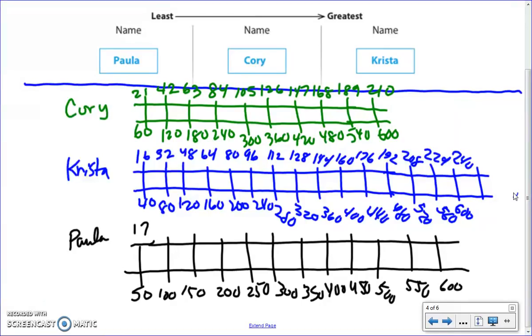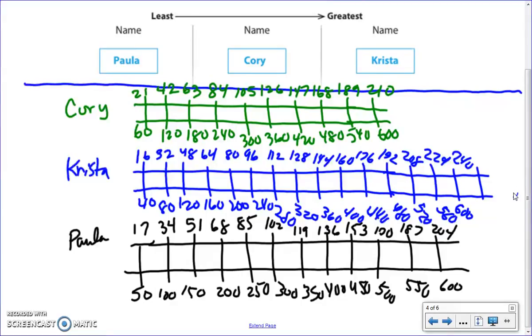And I'm going to follow the plus 17 pattern. This is going to be a challenge a little bit more. 34, 51, 68, 85. Let's see here, 102, 119. 17 more than that would be 136. 17 more than that would be 153, 170, 187, and then 204.